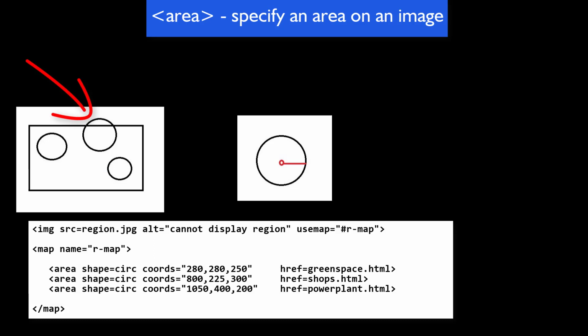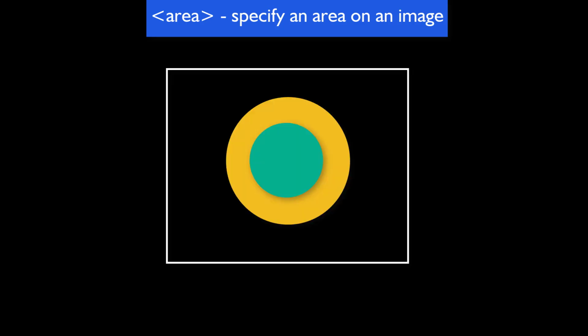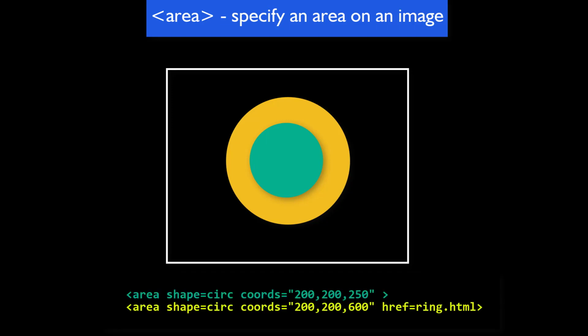See the middle circle above. Nesting 2 circular areas can create an active ring. The trick is to not have an href for the inner circle so it can't be selected.